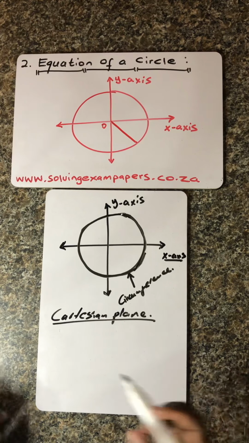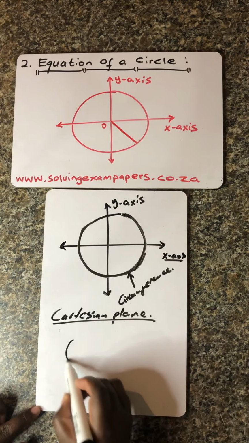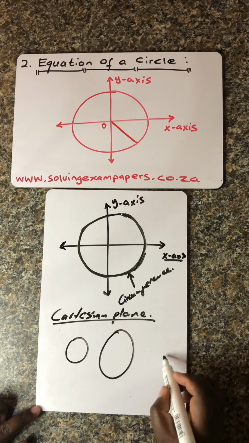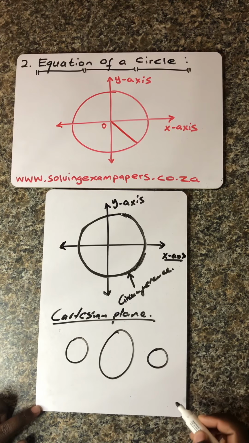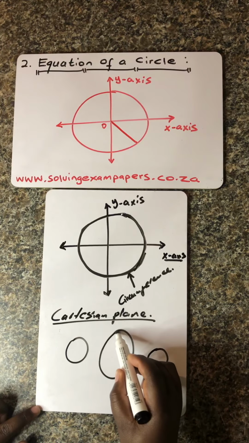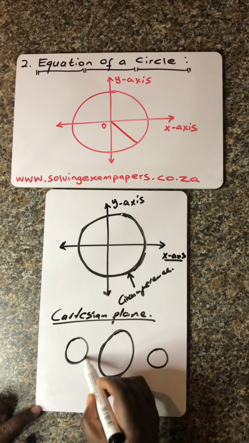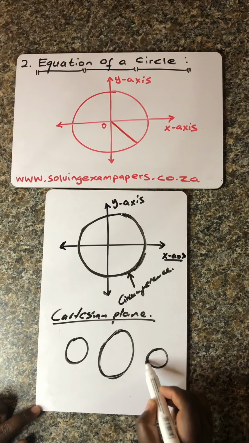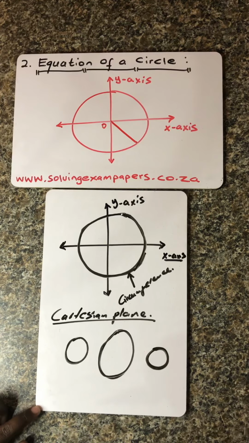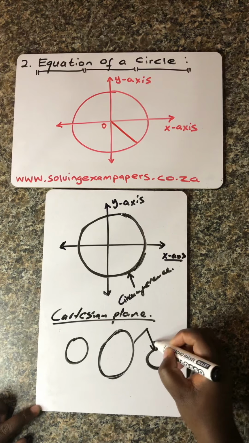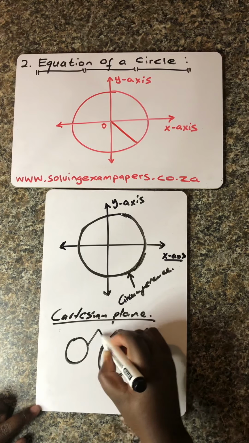So ladies and gentlemen, that means if I've got a bigger circle, and let's say I've got a smaller circle, this is what we call the circumference of the circle. Very, very much important, ladies and gentlemen. The circumference of the circle.